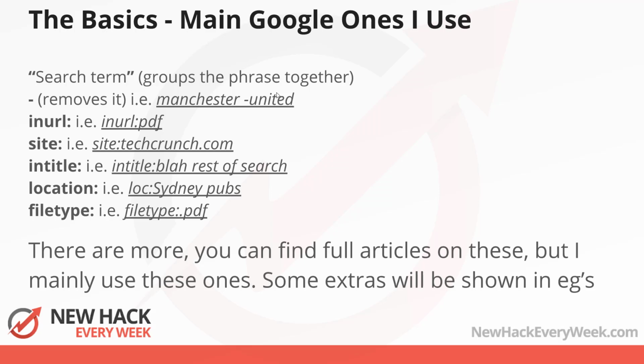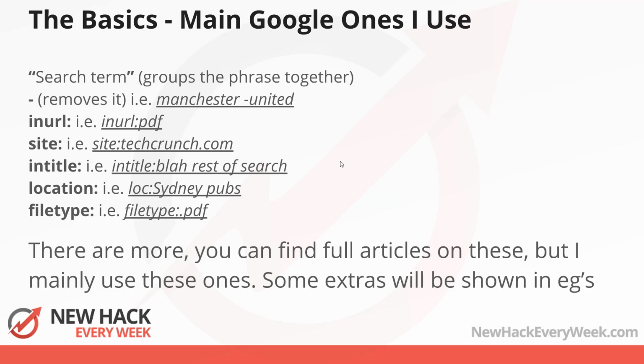So I do a site search, and this can be really powerful if you're trying to look for a competitor's content or something like that. You just do a site search and go directly through. The beautiful thing here is you can combine a lot of these together, and I'll show you how to do that.